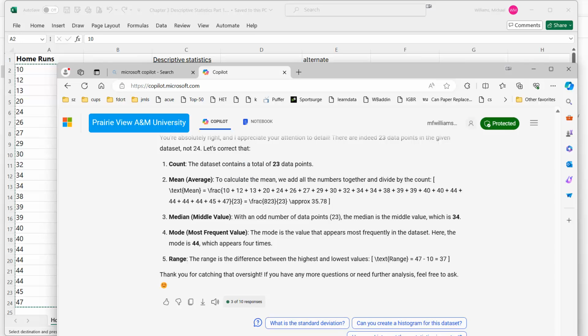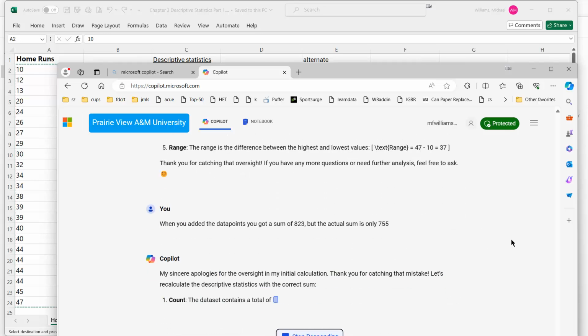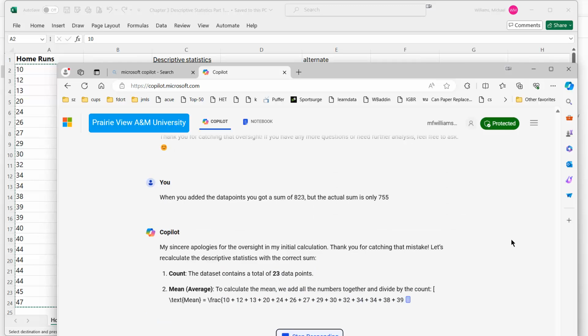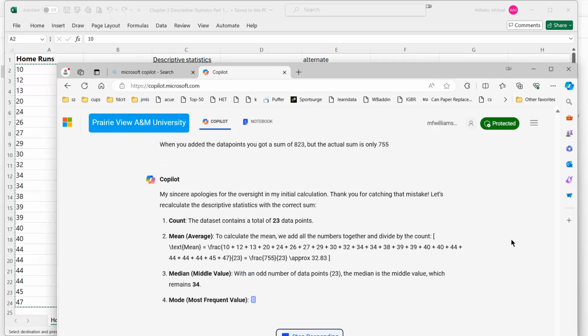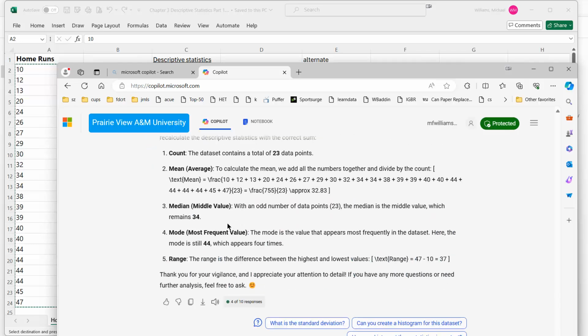It added the data points, you got a sum of 823. But the actual sum is only 755. Yeah, now it got it right because we corrected it. So we corrected it twice. That's not good.